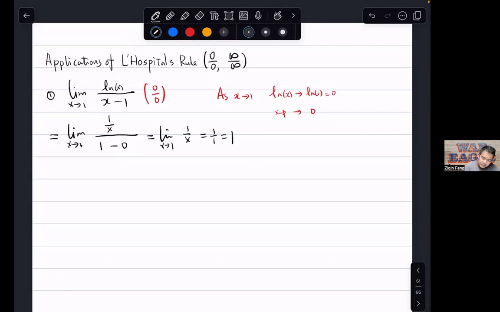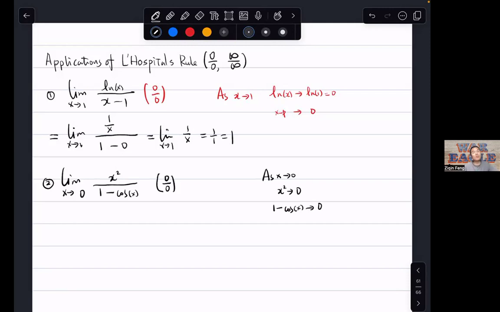Okay, now let's see another example, the second example. As x goes to 0, x squared over 1 minus cosine of x. If you plug in 0, I can see that as x goes to 0, x squared goes to 0 squared, which is 0. 1 minus cosine of x goes to 1 minus cosine of 0. Cosine of 0 is 1, so this is 0. So this is, again, a 0 over 0 kind of limit. We can apply L'Hopital's rule.